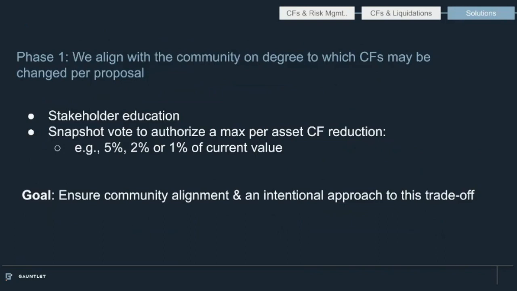Speed means that you can increase collateral factors quicker, but it also means that there could be a higher amount of risk-off liquidations. The goal with this activity is always to ensure that the community is aligned and intentional about the approach to this trade-off.